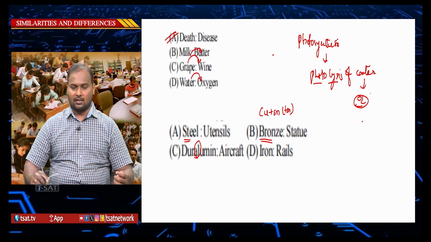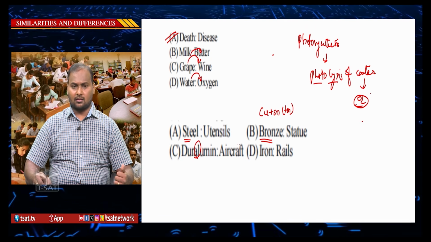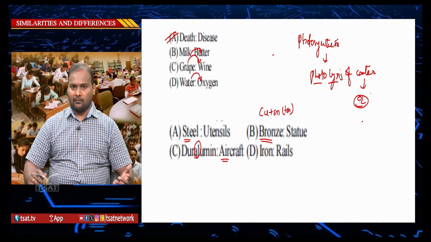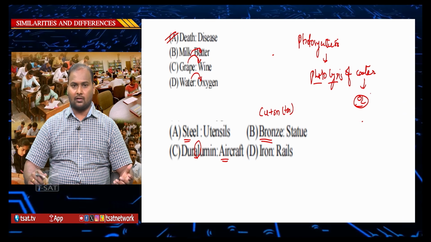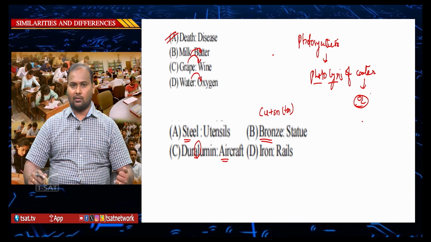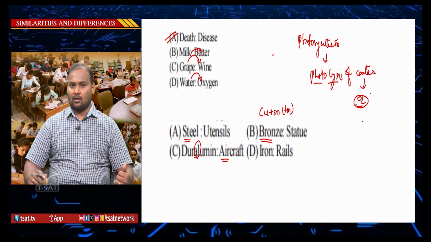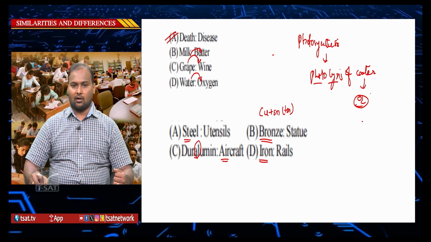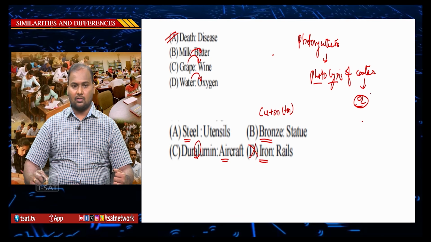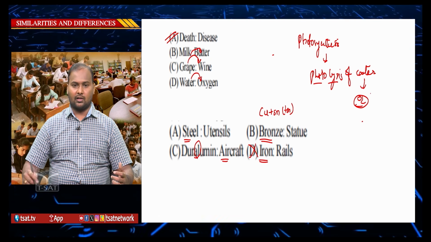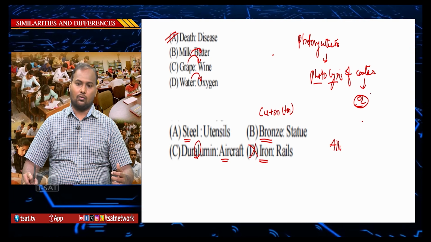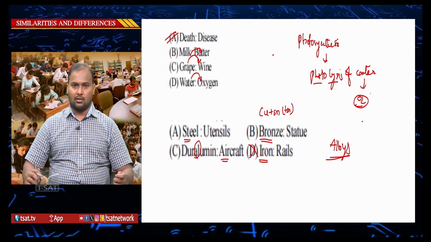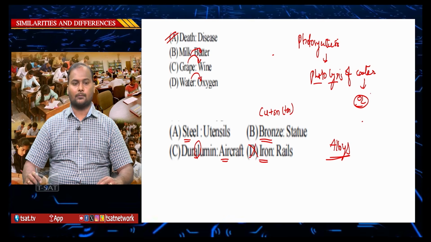Duralium is an alloy of aluminium, and it is very light in weight and very hard. That is the reason it is used to make aircraft body parts, because if the aircraft is heavy and not strong, it is very difficult for survival. That is why it is made with duralium, because it is light in weight and stronger. Next one is iron rail. We know that iron is not an alloy, so option D is the answer. The remaining three are correct. That is based upon alloys. Those students who have the knowledge of alloys can solve this question. Otherwise, this question becomes very difficult.